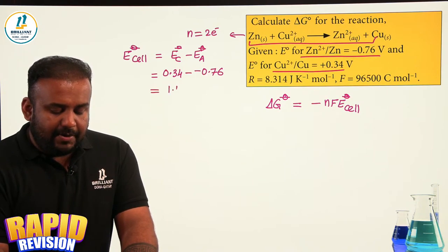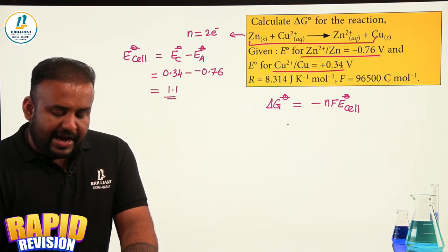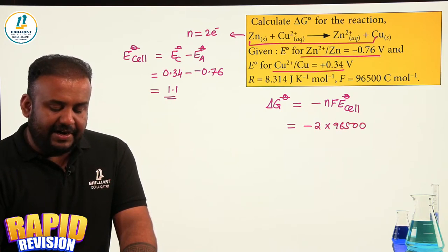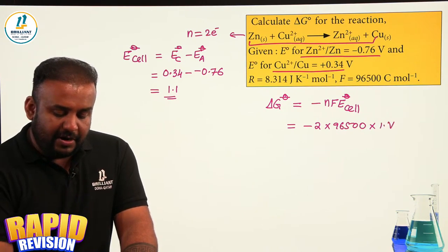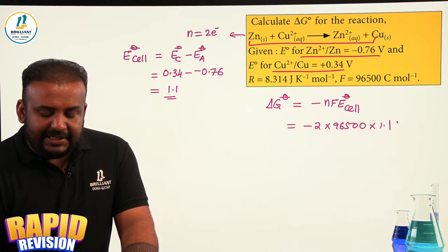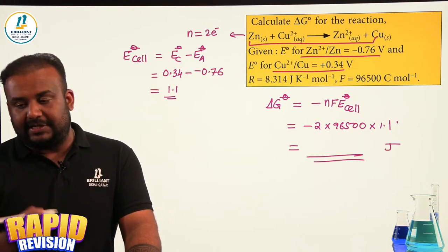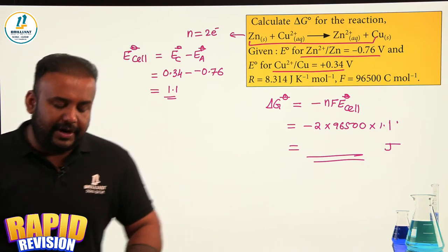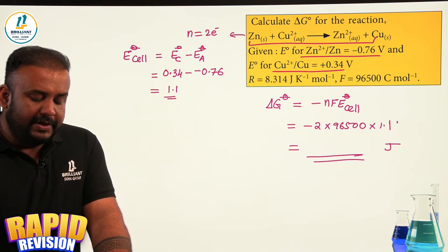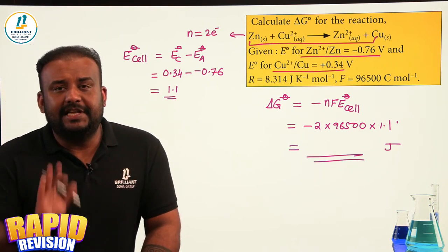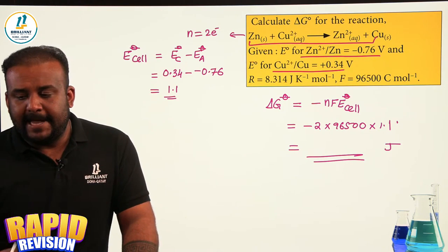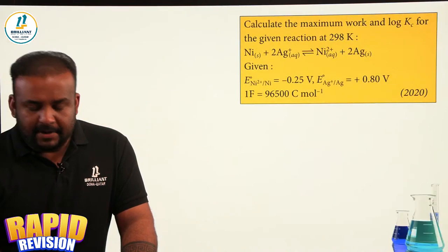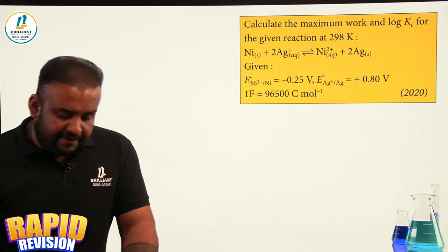So that will be 1.1 V, E0 cell. Now direct substitution only, nothing else. 2 electrons involved, 96,500 is Faraday's constant, and 1.1 volt. Whatever answer you get here will be in joules. If it is a very big value, convert it into kilojoules. Clear? Of course, this will be a very big value, so you write it in joules. All of you understood delta G calculation from E0 cell? Joules or kilojoules, both are fine.